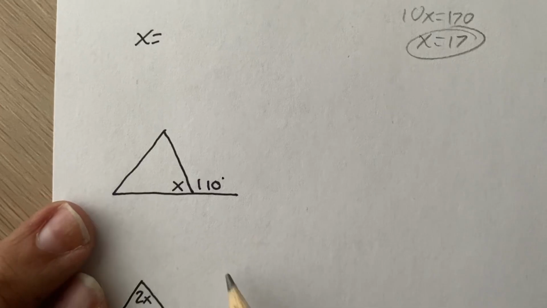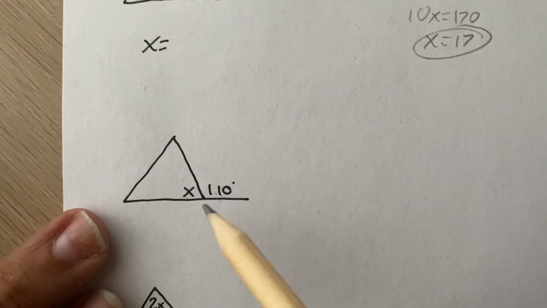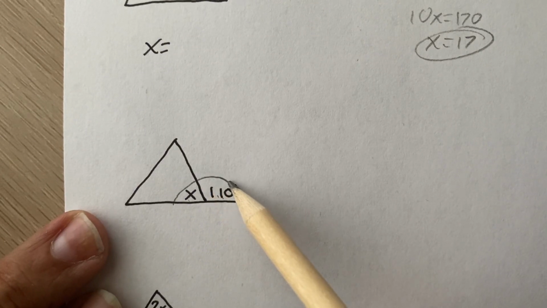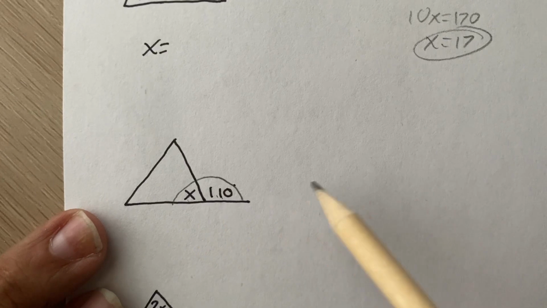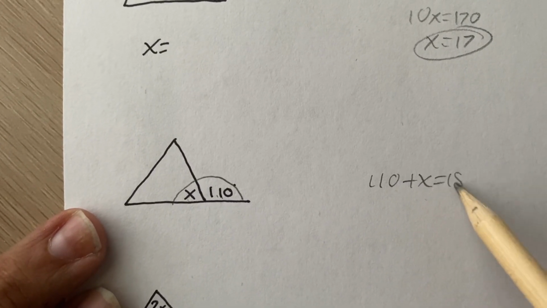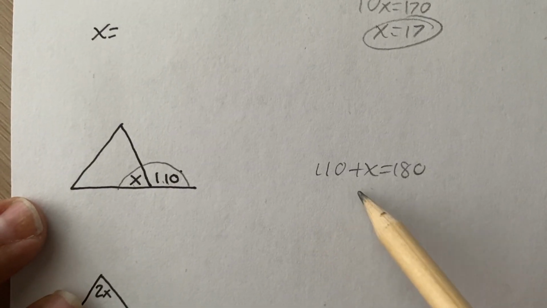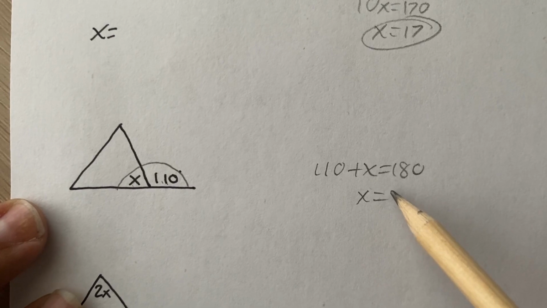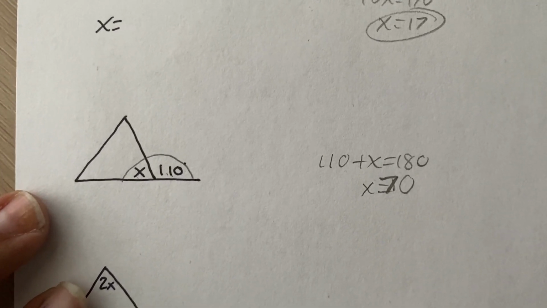So here, when you have an exterior angle plus the interior angle, they have to equal 180 because it makes half of a circle when you combine the angles. So that's going to be 180. So I know that 110 plus x equals 180. Subtract 110 from both sides. You're left with x equals 70. Oh, that's horrible. 70.